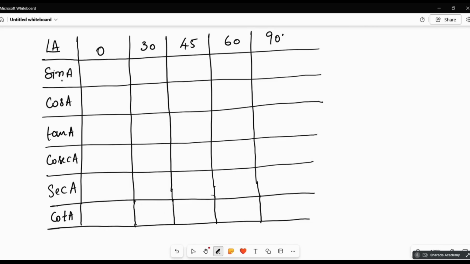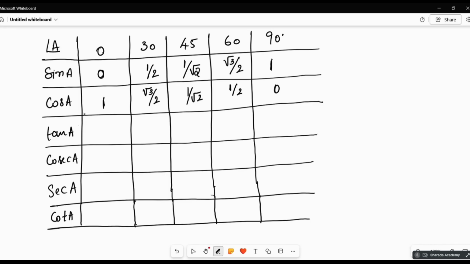So sin 0 will be equal to 0. Then sin 30 will be equal to 1 by 2. Sin 45 is equal to 1 by root 2. Sin 60, root 3 by 2. Sin 90 is 1. Then cos 0 is what? 1. Cos 30, it is root 3 by 2. Cos 45, 1 by root 2. Cos 60, it is 1 by 2. And cos 90 will be 0.